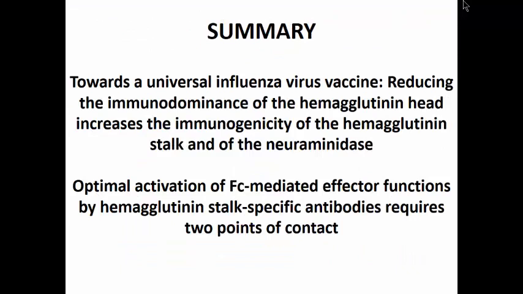So we hope that we will be able to develop a universal influenza virus vaccine by reducing the immunodominance of the hemagglutinin head and increasing the immunogenicity of the hemagglutinin stalk and the neuraminidase. I have talked about the optimal activation of the Fc-mediated effector functions, and that this is done by a two-point contact, and that this is what really is making these antibodies very effective.